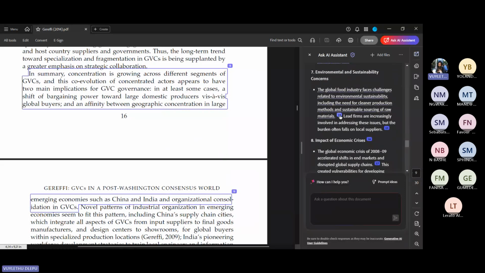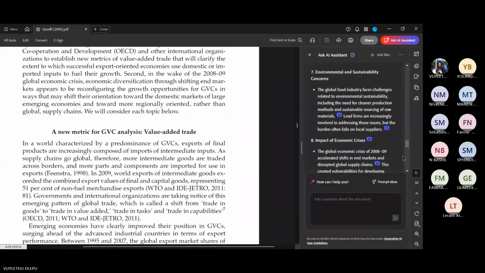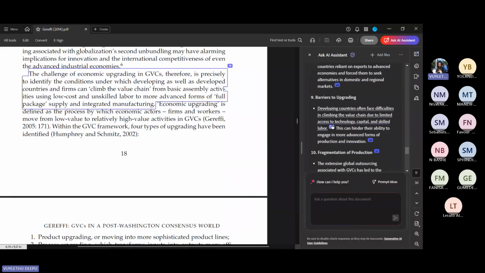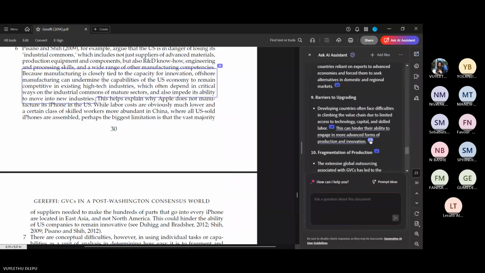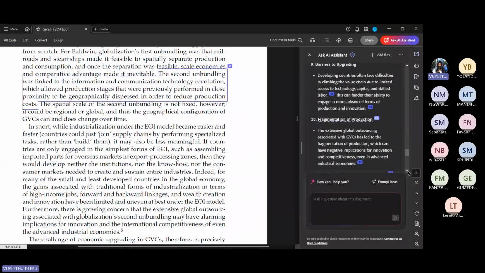Environmental sustainability, I want to see what that is. Okay. There's barriers to upgrading, yes. So there's a challenge. Barriers to upgrading, it tells us here the challenge of economic upgrading is therefore there on page 18. There's another challenge on page 18. Okay, that's not Global South. Okay. Page 18, there's something there for you.